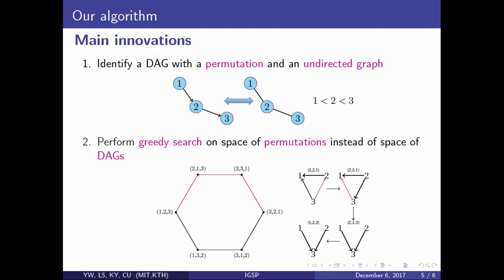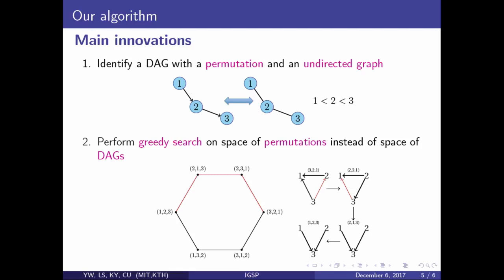Next, we introduce the main innovations of our algorithm. First, we associate a DAG with a permutation and an undirected graph. Secondly, we perform greedy search within the space of permutations, which is a much smaller space as compared to the space of DAGs.